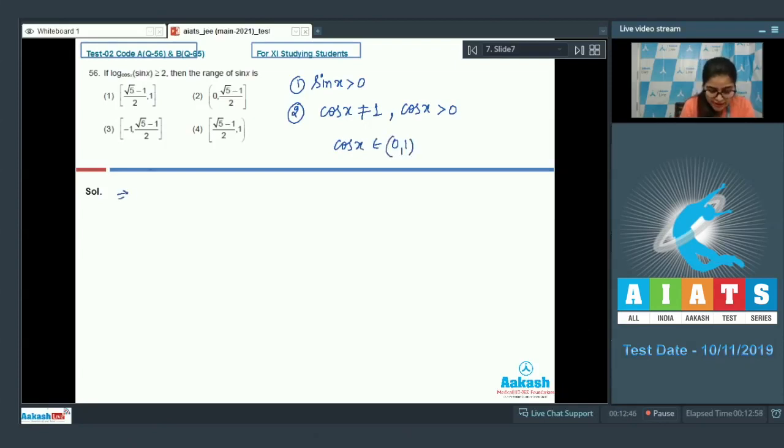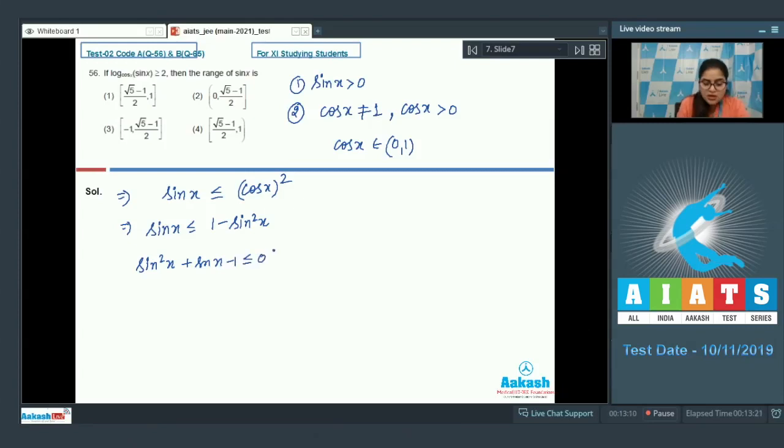So by solving your inequality, you will get sin x is less than or equal to cos squared x. Now just calculate it. Write cos square x as 1 minus sin square x. So you will get sin square x plus sin x minus 1 is less than or equal to 0. Just calculate the roots of this equation. Sin x is equal to minus 1 plus minus root over 1 plus 4 divided by 2. So you are getting sin x is equal to minus 1 plus minus root 5 divided by 2.